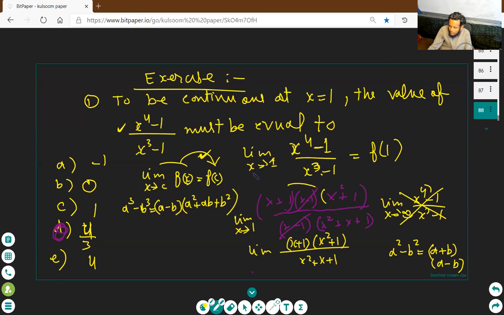This will not give the 0 by 0 form. The 0 by 0 form is eliminated, removed, by factorization. Now put it directly and find the value. This value will be equal to the value of f of 1. Okay, good. 4 by 3 is the answer.